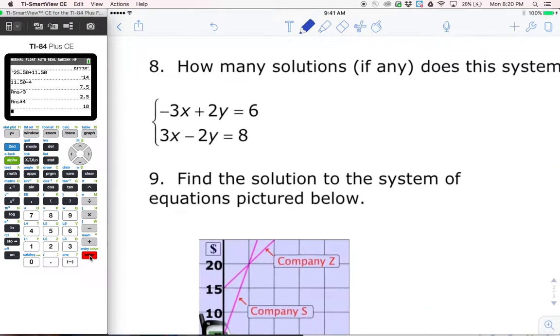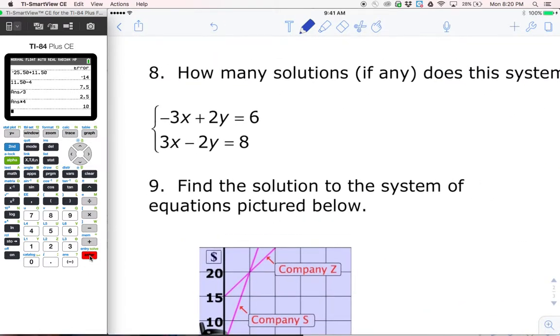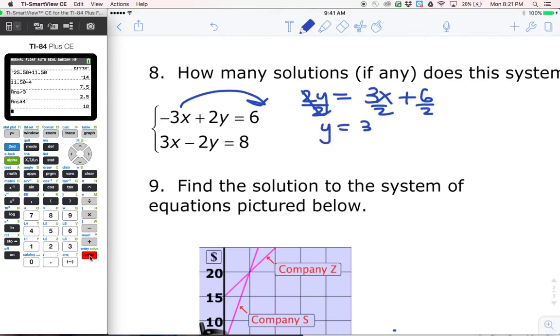You know what? I don't feel comfortable saying yes or no until I get y by itself. So we're going to do that. We're going to get the x moved to the other side. So now I've got 2y equals positive 3x. Right, when we move it, we change the sign. Okay, we change the sign, which means that now it's a positive 3x with that 6 that was already there. Divide by 2. We've got y equals 3 over 2x plus 3.